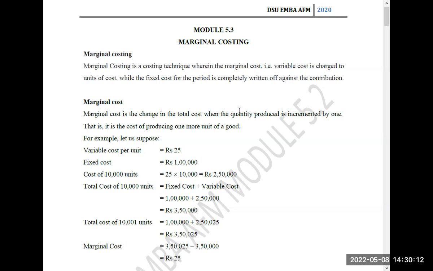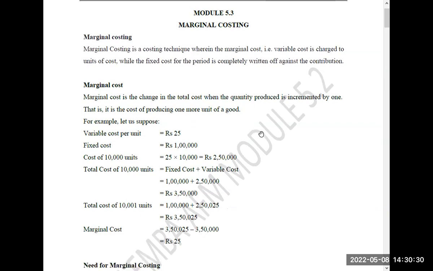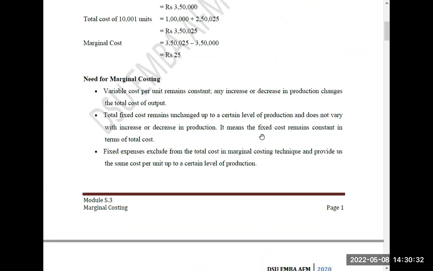Now, sales minus variable cost equal to contribution. Contribution minus fixed cost is equal to profit. That's all. Look at this. Next one. That has been explained here. So this is what we call it as marginal costing technique or income statement under marginal costing.